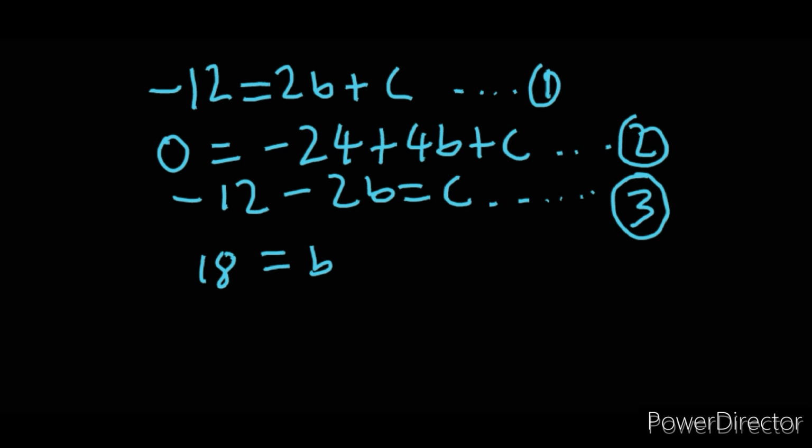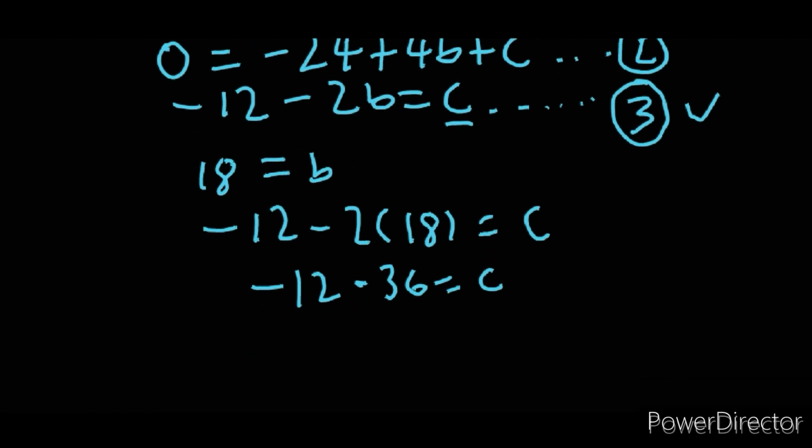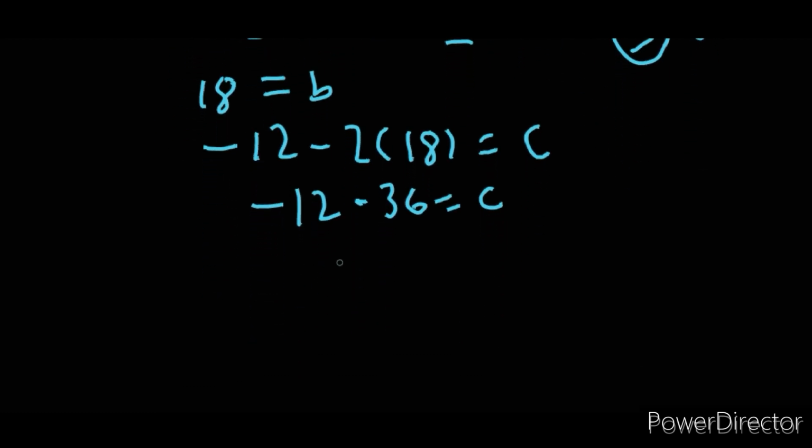So we have b as 18. Obviously the easiest equation to substitute it into is the third one, since c is already the subject of the formula. So I'm going to write it exactly the same, except that where I see b, I put 18. So then I'm going to say minus 12 minus 2 into 18 is equal to c. Then it's going to be minus 12 minus 36 is equal to c. So this is going to end up being minus 12 minus 36 is minus 48. So c is equal to negative 48.